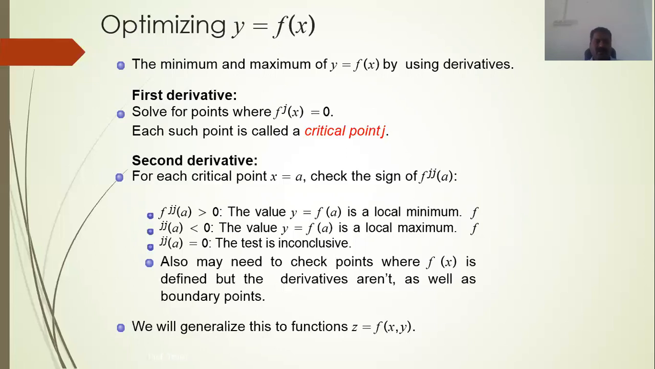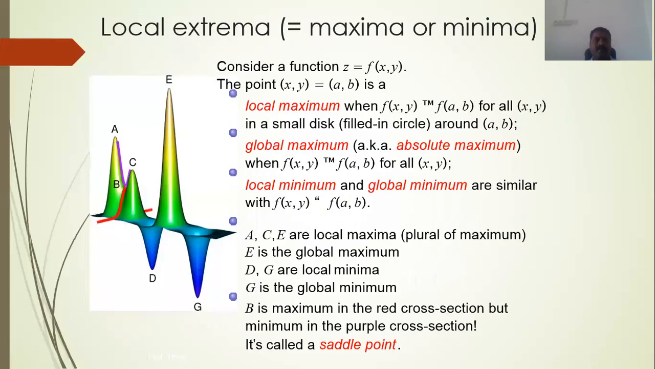Once you understand the basic logic here, the same is generalized for a larger number of variables. Now let's take 2 variables. Consider z equal to f of x, y. Then we know it's a surface. Now you observe this surface.